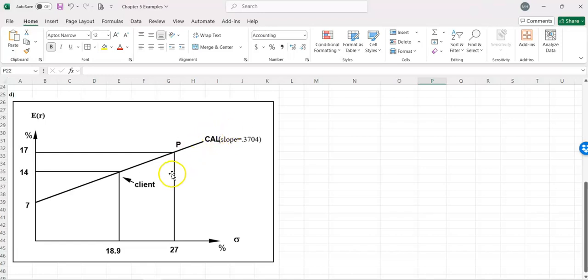So that's all there is to problem 12 from chapter 5.